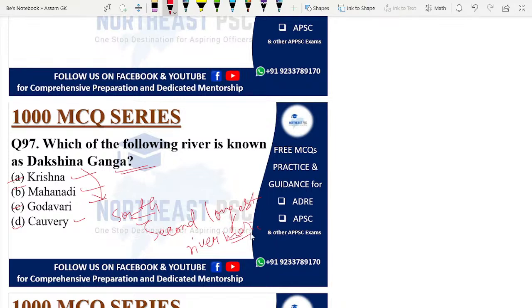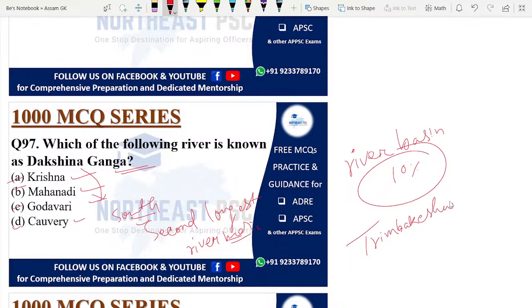It drains into the third largest basin in India, covering about 10% of India's total geographical area. The river basin of the Godavari forms somewhere around 10% of the overall land mass in India. It originates in Trimbakeshwar in Maharashtra. So these are the important things that you need to know with respect to this particular question.